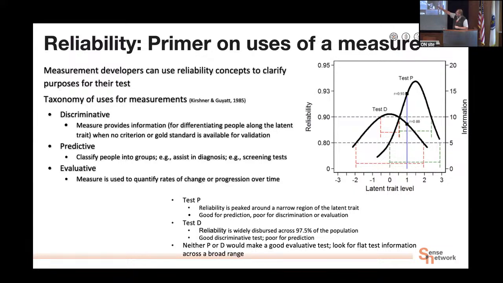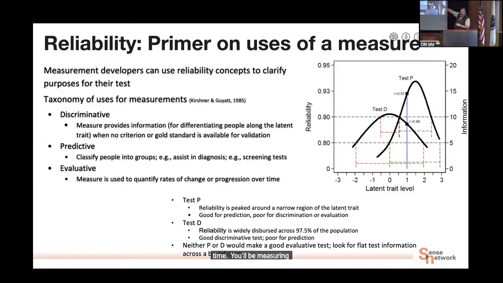A discriminative purpose means the measure provides information for differentiating people along some underlying trait. You drop in, you measure them once, and you want to have a really good idea of, are they a 0.5 or are they a -1? Whatever score they have along your underlying trait. Predictive means you want to classify people into groups. Think about a screening test. And evaluative, the measure is going to be used to quantify rates of change or progression over time. So you're going to be measuring repeatedly over time.